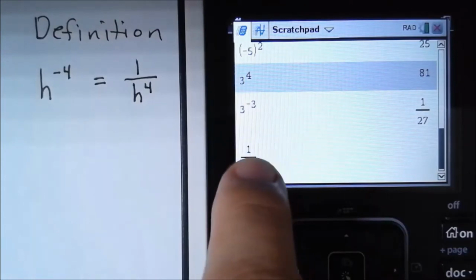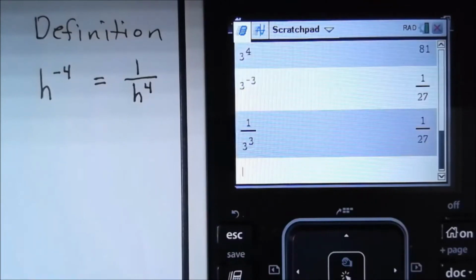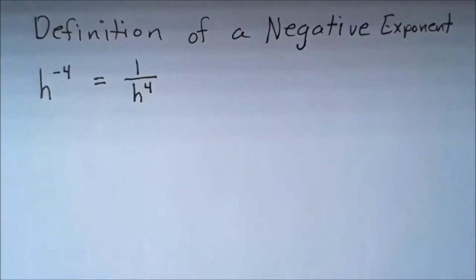So now notice this power, instead of saying it's a negative power, I'm saying it's a positive. I'm using my rule, the definition of a negative exponent. I'm going to hit enter, and it also gives me 1 over 27. So the rule is truthful. The calculator can detect it. You can check it with the calculator just to prove it as well. But that is the rule.